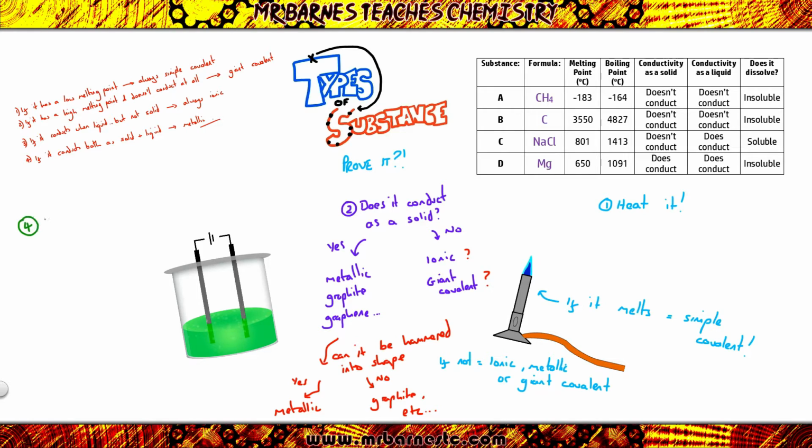So, does it conduct electricity as a liquid, but not as a solid? So we've already said it doesn't conduct as a solid. All we need to do now is either melt it or dissolve it, put it into a circuit with electrodes, like your electrolysis, and if it does conduct, it's going to be ionic. If it doesn't, you're left with your giant covalent. That's all it can be.